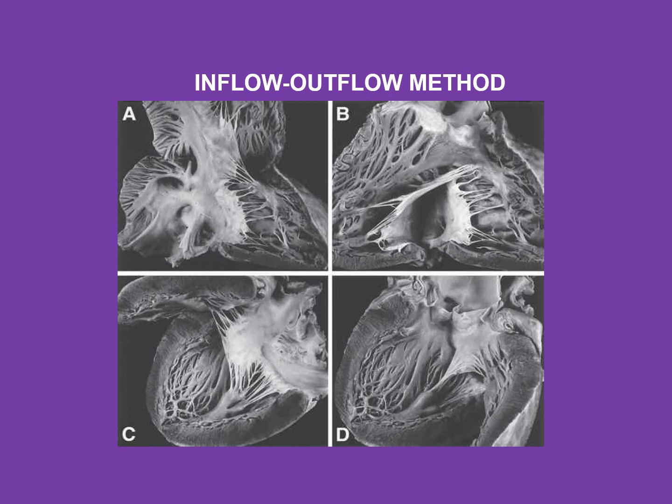So opening it from the RA and then to RV and then the pulmonary artery and then into the LA and LV and into the aorta.